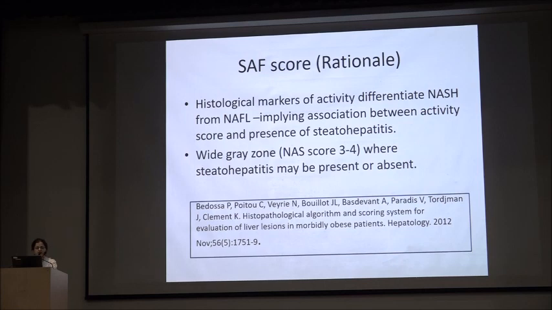Next was the steatosis activity fibrosis score. The rationale behind this score, which came out in 2012, was that the lobular activity is what differentiates NASH from NAFLD. So definitely the lobular activity score and presence of steatohepatitis are interrelated to each other. And also, as we saw in the earlier NASH scoring system, there is a grey zone of score 3 to 4 where steatohepatitis can be present or absent. So it requires evidence through another scoring system which can put a definite category of NASH in these cases.